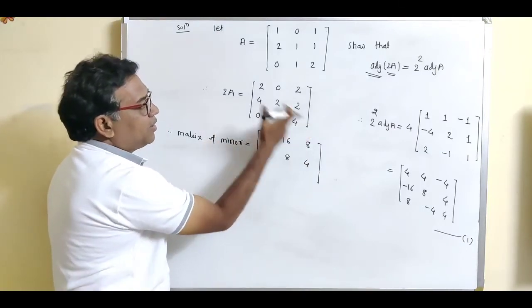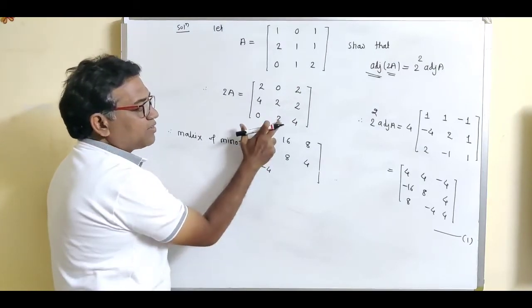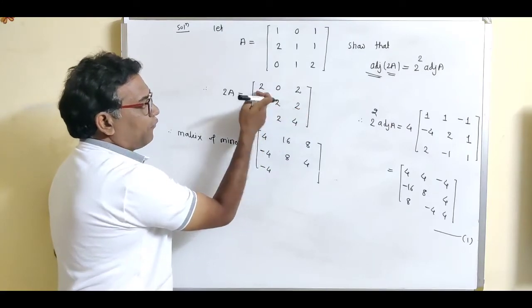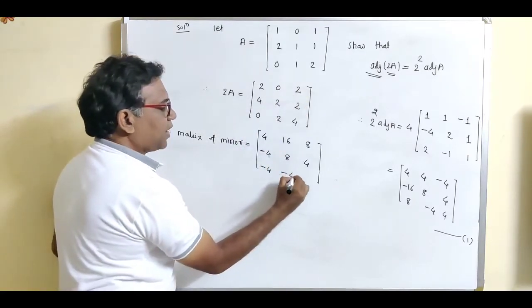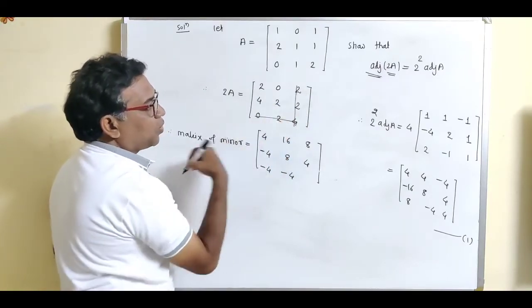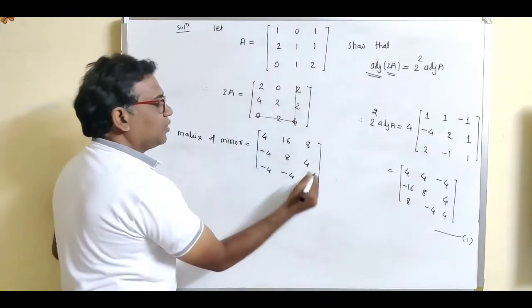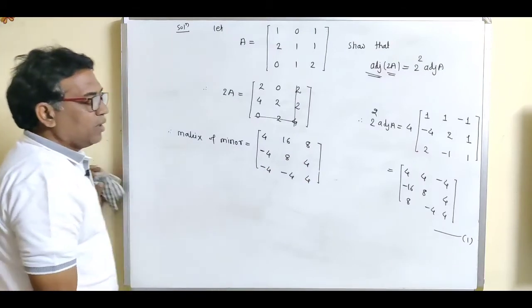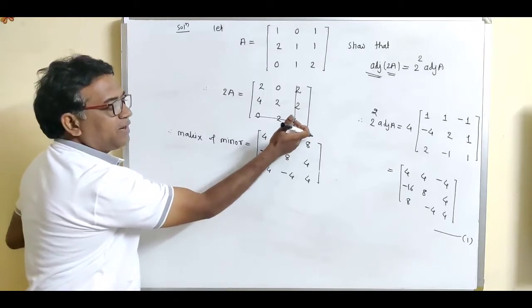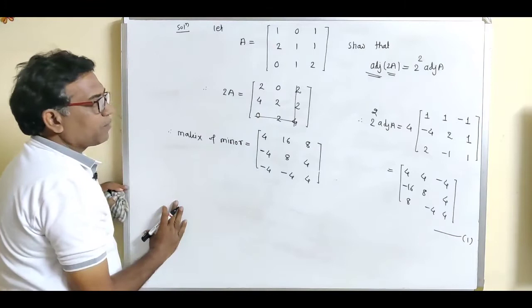Find out the next element, delete row and column. 0 minus 4, so this is minus 4. Find out this next element, delete this corresponding row and corresponding column and take the determinant. 4 minus 8, so this is minus 4. Find out the last element, delete this row and column, and take the determinant of the remaining element. 4 minus 0, so this is 4. So this is the process for finding the matrix of minor. Just delete the corresponding row and corresponding column and take the determinant of the remaining element.